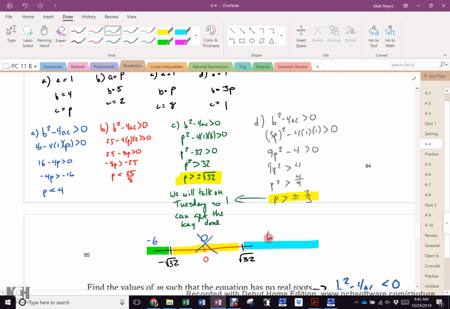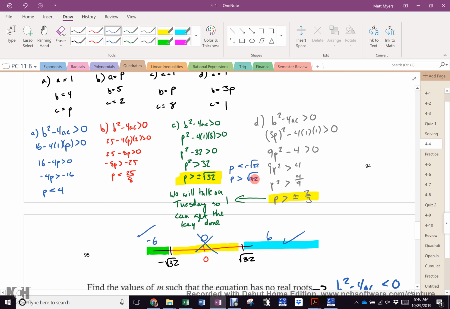Is 6 squared greater than 32? Yeah, so that works. Is negative 6 squared greater than 32? Yeah, because it's positive 36, right? So this is what you get algebraically. But in reality, what is the real answer? P must be less than negative root 32, or P must be greater than positive root 32.